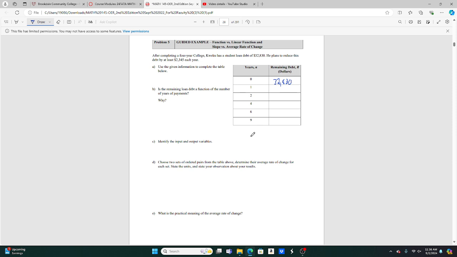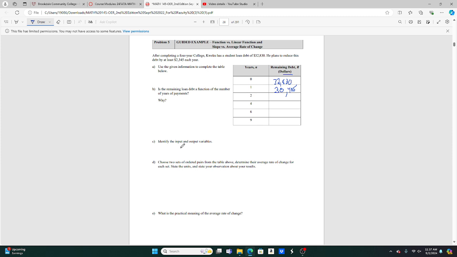So in this case, it's going down by $2,345. So after year 1, our debt is only going to be $30,485. I don't need to put units on this because the units are listed above in the description that I'm being told it's in dollars.